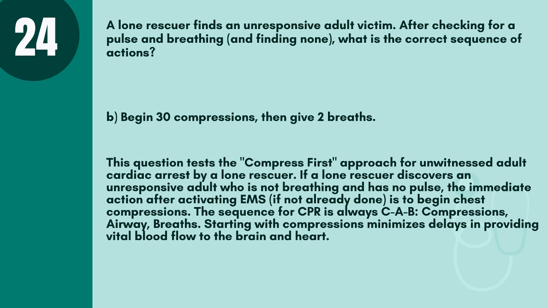Answer: B. Begin 30 compressions, then give 2 breaths. This question tests the compress-first approach for unwitnessed adult cardiac arrest by a lone rescuer. If a lone rescuer discovers an unresponsive adult who is not breathing and has no pulse, the immediate action after activating EMS, if not already done, is to begin chest compressions. The sequence for CPR is always CAB: compressions, airway, breaths. Starting with compressions minimizes delays in providing vital blood flow to the brain and heart.